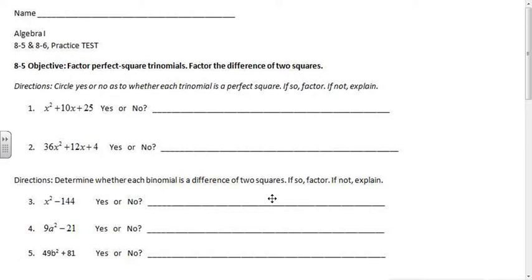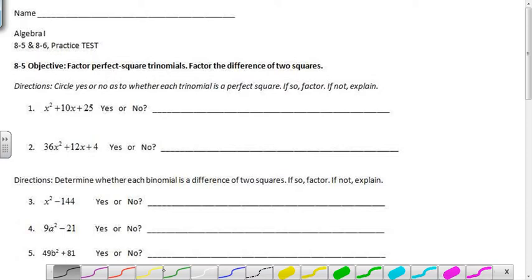To be a perfect square trinomial, you need to be able to take the square root of the first term, the square root of the last term, multiply the two answers together, double it, and get the middle term. If you can't do that, it's not a perfect square trinomial.